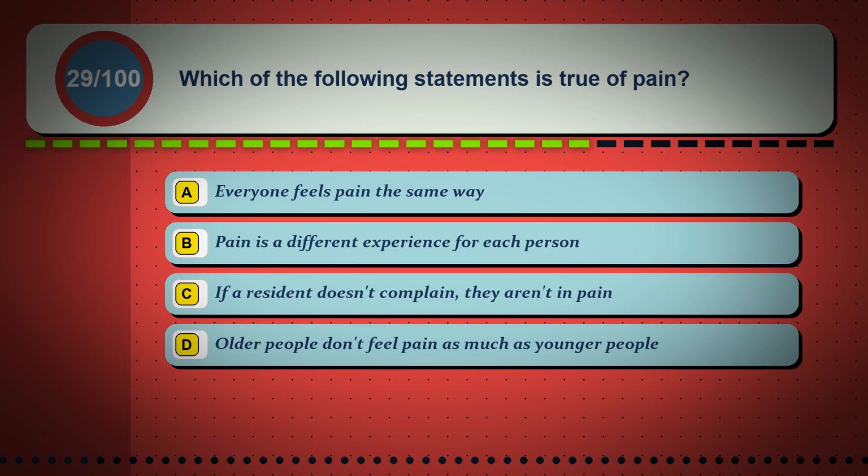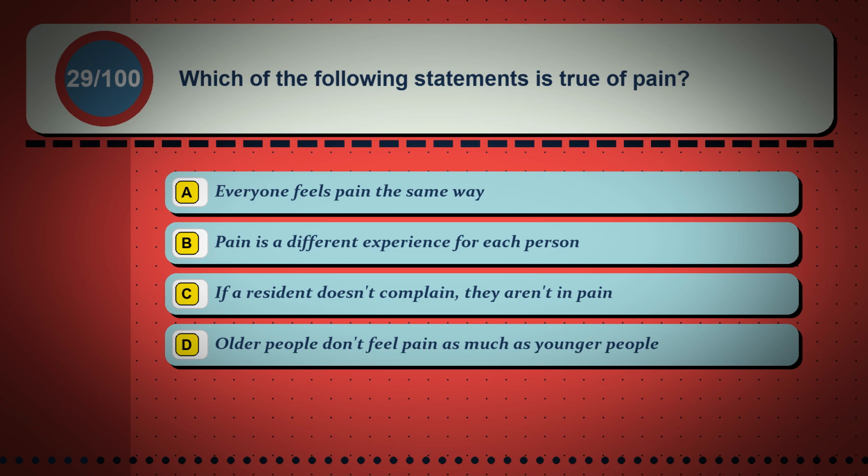Question 29. Which of the following statements is true of pain? Option A. Everyone feels pain the same way. Option B. Pain is a different experience for each person. Option C. If a resident doesn't complain, they aren't in pain. Option D. Older people don't feel pain as much as younger people.